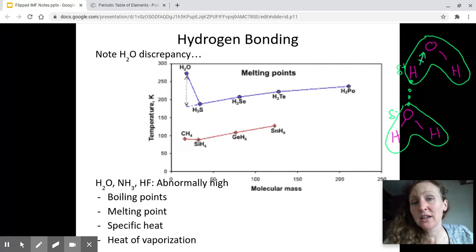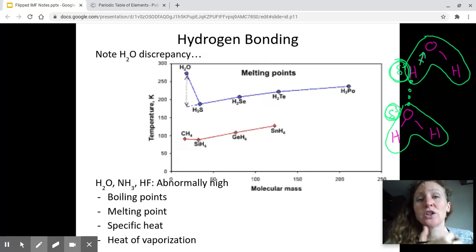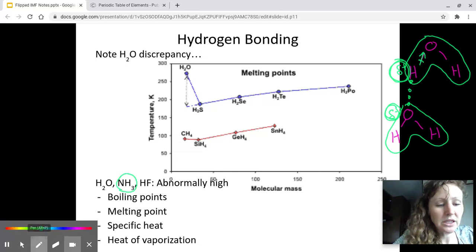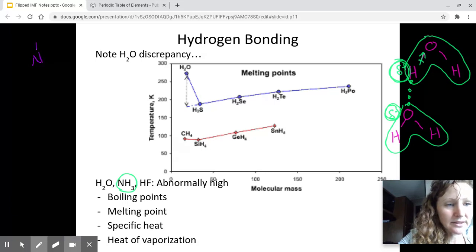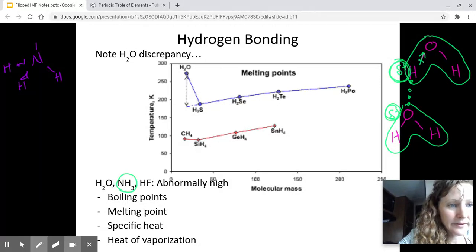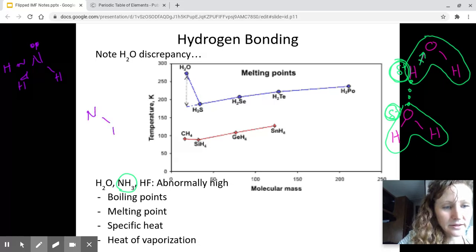So it is an intermolecular force, right? It's a force between two molecules, but these partial charges are almost complete charges attracting across two different molecules. So it's going to result in an exceptionally large and exceptionally strong intermolecular force. A couple other examples of where this can happen would be ammonia. So ammonia looks something like this. Right? And then another ammonia that looks similar.